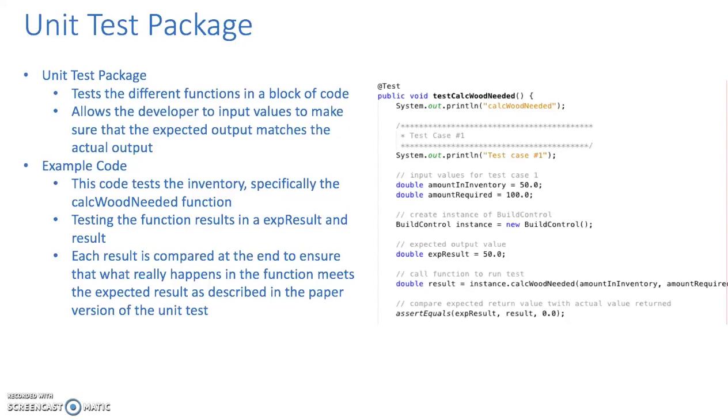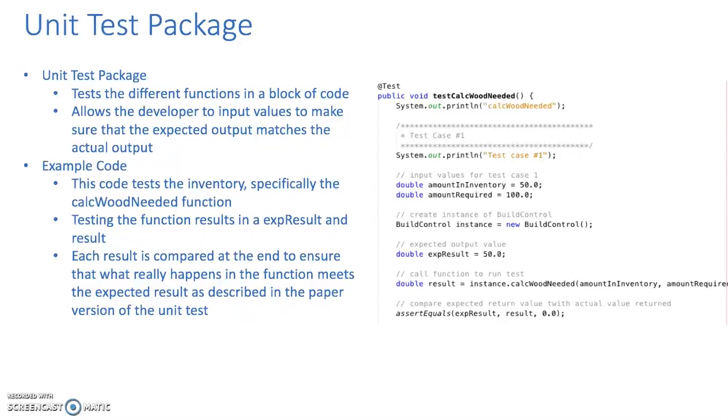Hi, this is going to be evaluating the unit test package. We use a unit test package in order to test our code and to evaluate the algorithm that we've written to see that the actual Java code that we've created in our 7 steps actually outputs the result that we expect it to based on our paper testing. So we have different functions in a block of code, and this allows the developer to input values to make sure that we get out of our code what we expect.